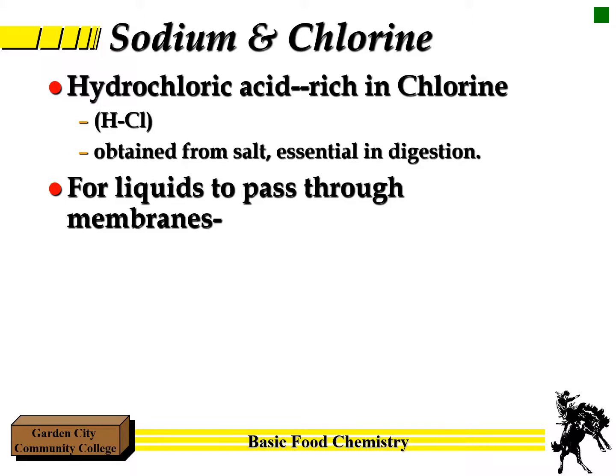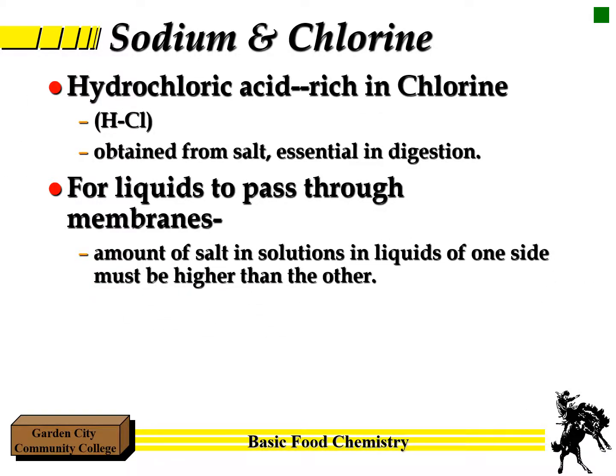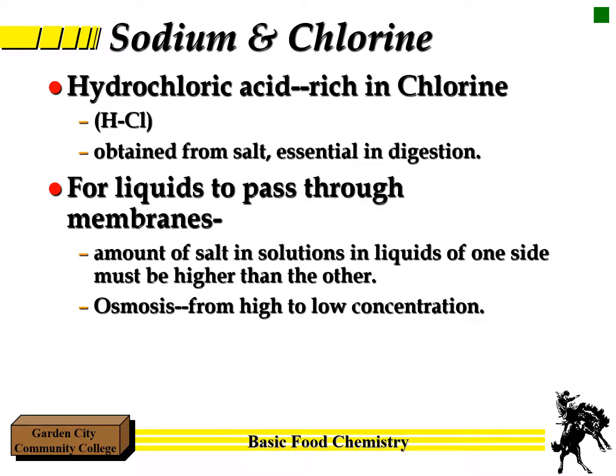But we can also consider some other things sodium and chlorine do inside the body. For liquids that pass through specific membranes, the amount of salt in solution on one side has to be higher than the other. Have you ever heard of the term osmosis? That's when you're going from an area of high concentration to low concentration. And so that's what that is.